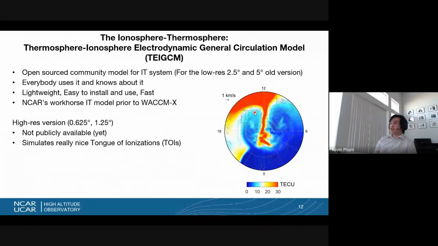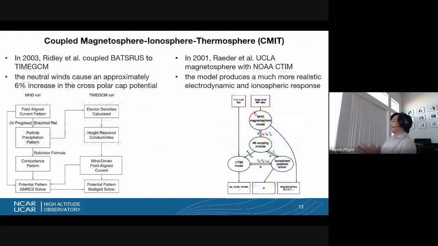So now that I've introduced the three important models for the magnetosphere, ionosphere, and thermosphere, let's couple them together. So the history of the coupled magnetosphere, ionosphere, thermosphere, or CMIT, depending on who you talk to.